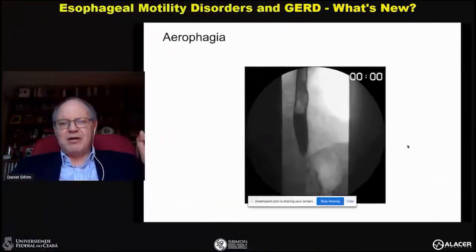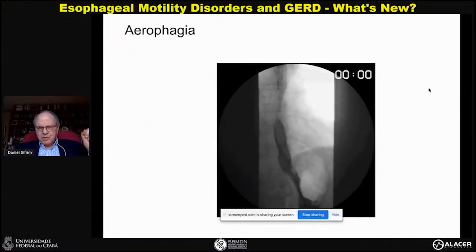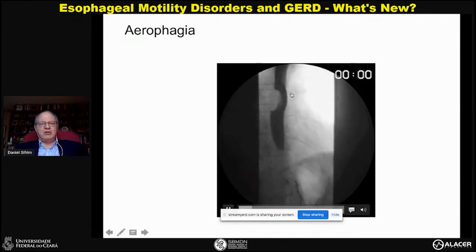Now let's move to another topic. Every time that we swallow food or water or whatever, we swallow some air. Why? Because in our pharynx there is a dead space that is filled with air. And every time that we do a swallow movement, that air comes into the esophagus, into the stomach. This is a typical swallow, and you can see the bubble of air there.